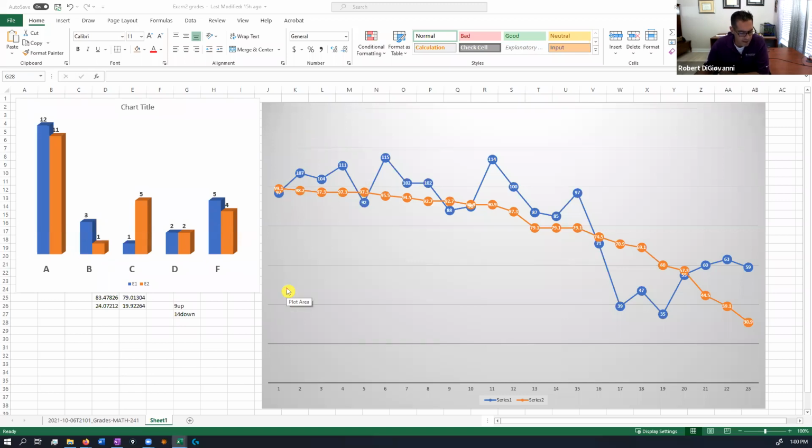Here are the grades. The orange shows the grades for exam two. The blue shows exam one, so you can see for each student whether or not the grade went up or down. We had 9 students' grades go up. We had 14 students' grades go down. The class average on this test was a 79. Compare that to exam one, where the class average was an 83.5. So it went down by about 3 or 4 points, which is to be expected.